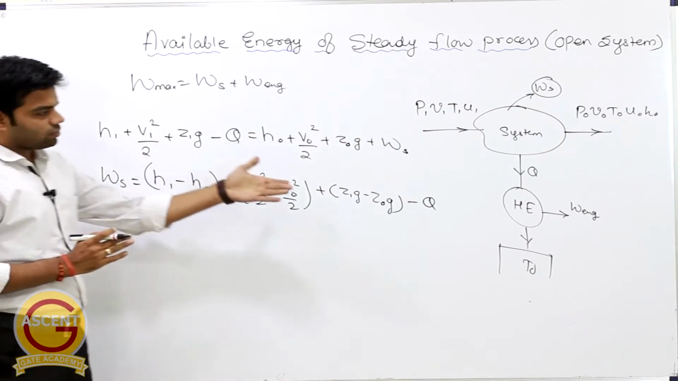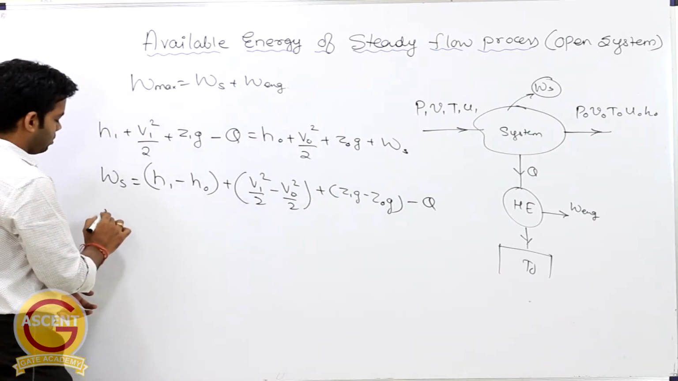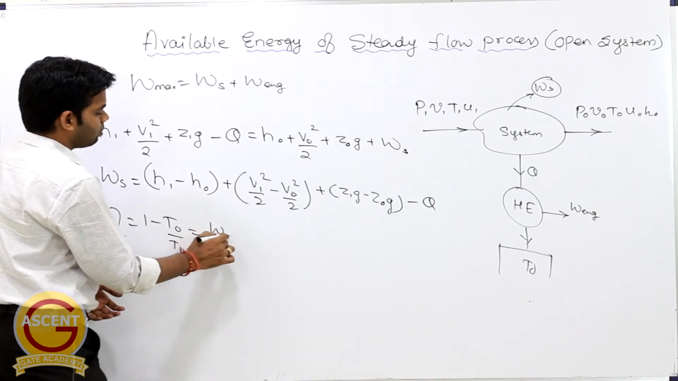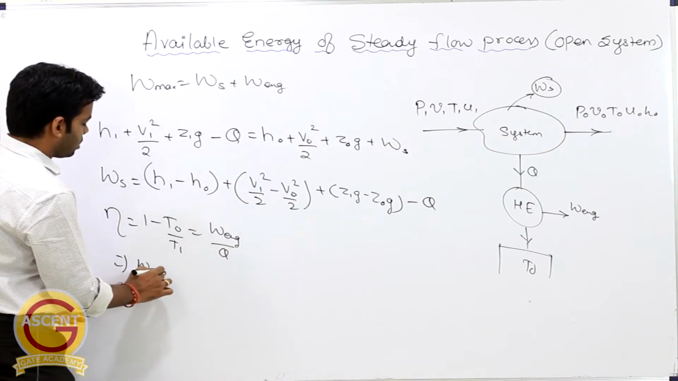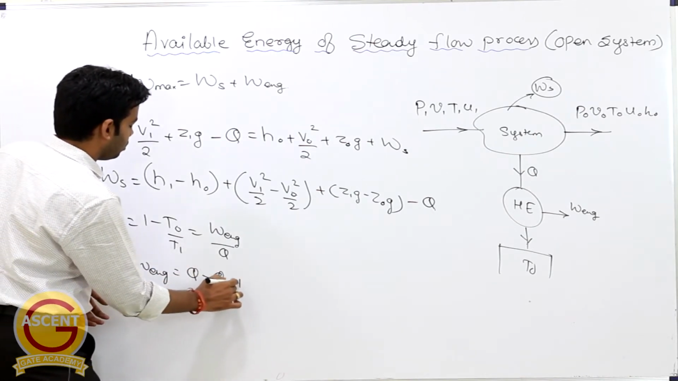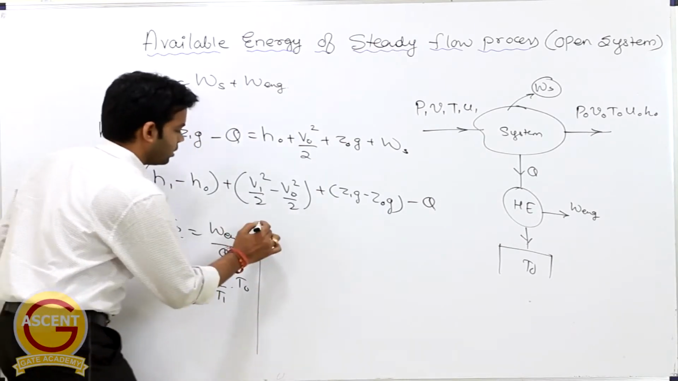Now what about the engine work? As we know how to calculate the engine work, the efficiency is equal to 1 minus T0 by T1, which is also equal to W engine divided by Q. So W engine is equal to Q minus Q by T1 into T0. Getting this or not? So what you have to do now is just add these two, and let us see what the final result will be. I will do it here.